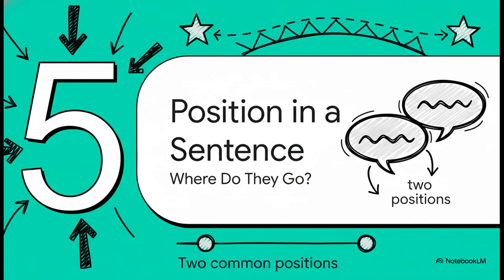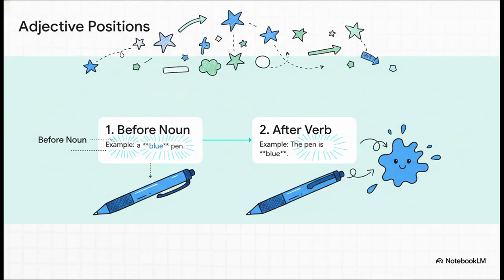All right, so where do we actually put adjectives in a sentence? Let's look at the 2 most common places you'll find them. The most common spot for an adjective is right before the noun it's describing. For example, a blue pen. But adjectives can also show up after the noun, usually following a linking verb like is or are. For instance, in the sentence, the pen is blue, you can see blue comes after the noun pen. This also works with pronouns, like in the sentence, he is tall.